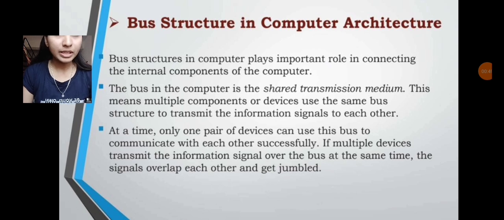Here we move on to the bus structure in computer architecture. The bus structures in a computer play an important role in connecting the internal components of the computer. The bus in the computer is a shared transmission medium. This means multiple components or devices use the same bus structure to transmit information signals to each other. At a time, only one pair of devices can use this bus to communicate with each other successfully. If multiple devices transmit information signals over the bus at the same time, the signals overlap each other and get jumbled.